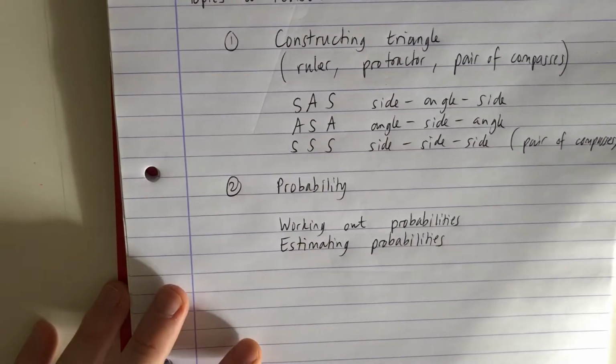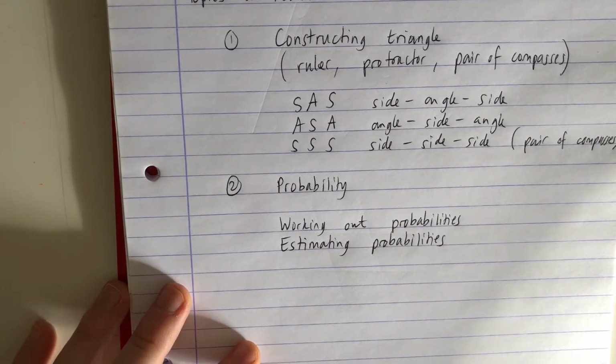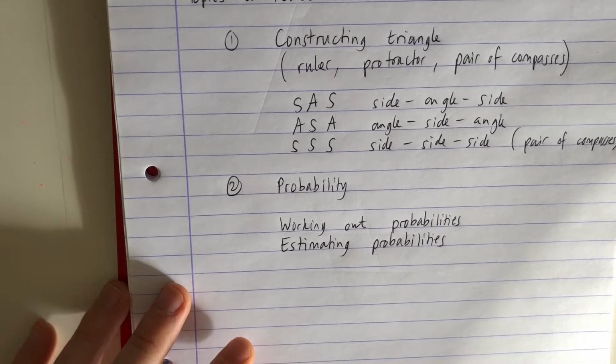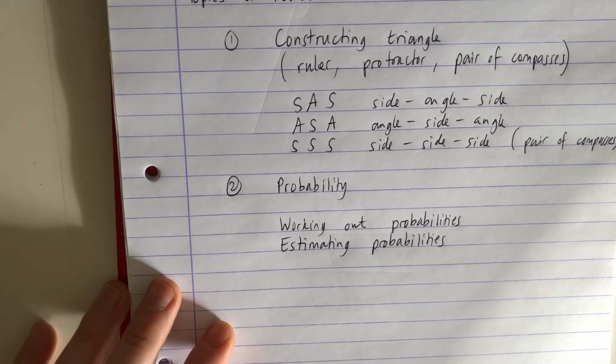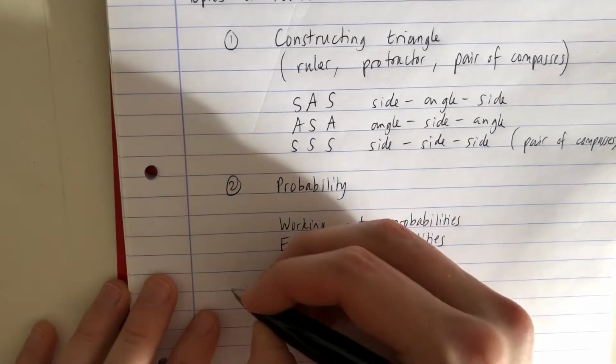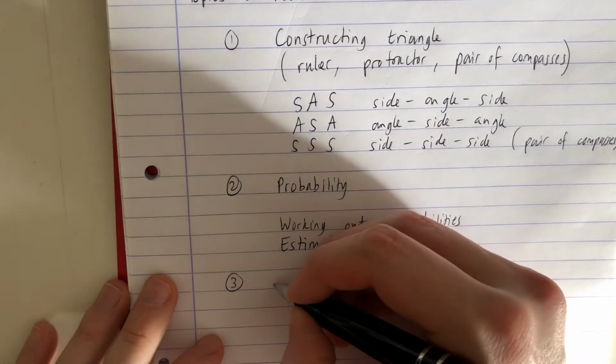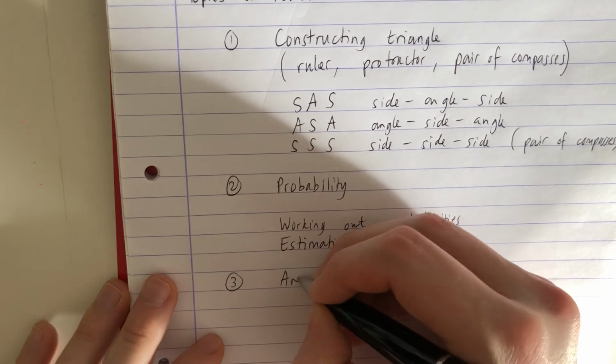I think you can remember we did some experiments in class trying to estimate probabilities. The more times we did the experiment, the more accurate our probabilities were. But yeah, those 2 things, probability. The third thing is area and perimeter.